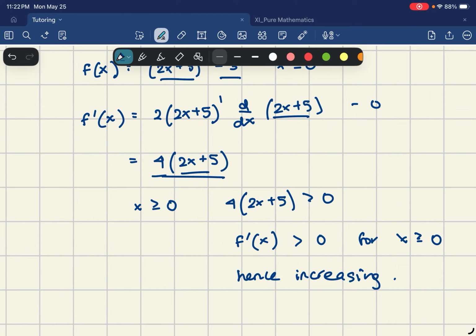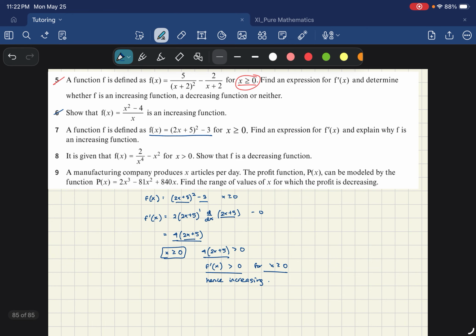So this is how you can explain it. If you find f dash of x, you get this expression. And for this restriction, this expression is always bigger than 0. And you can check. You put in 0, you get 20. You put in any value bigger than 0, you always get something that is positive. So now f dash of x is bigger than 0 for this restriction. Therefore, the function has to be increasing.